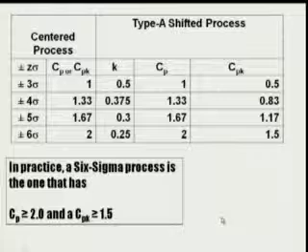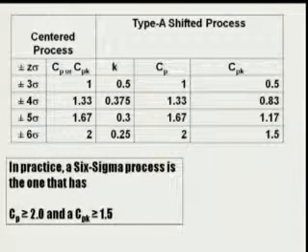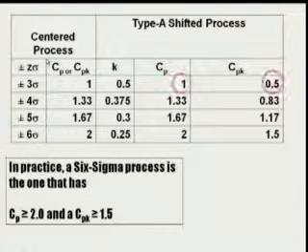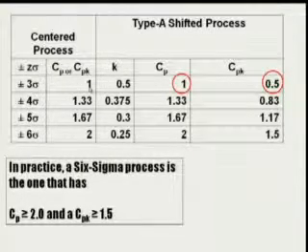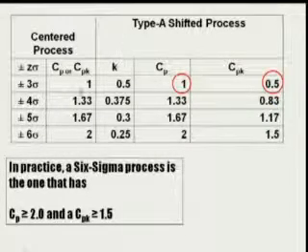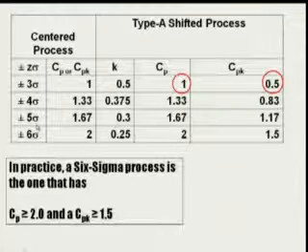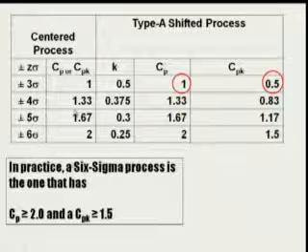The point to be made here is that if dealing with a centered process, then at 3 sigma, the CP will be 1. And of course, in a centered process, the CP and the CPK are the same. At 4 sigma, it's 1.33. At 5 sigma process, 1.67. At 6 sigma it is 2. You can see the difference.